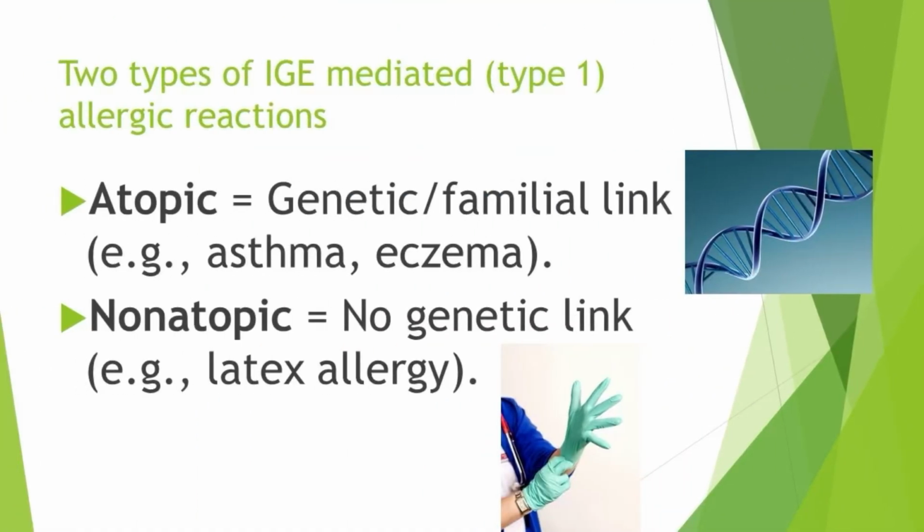All right, there are 2 types of the IgE-mediated type 1 allergic reactions. So they could be atopic or non-atopic. The atopic has a genetic or familial link, so that could be things like asthma or eczema. And then the other one has no genetic link, and that could be something like an allergy to latex.